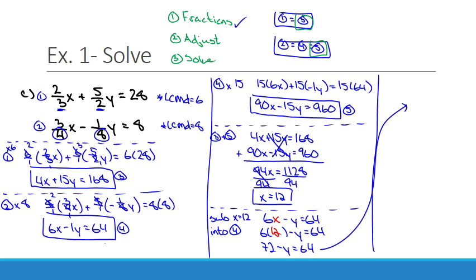Kind of break up my room there. So let's write that again. 72 minus y equals 64. I kind of killed the little amount of space I had here. I'm going to then subtract 72, subtract 72. So negative y equals negative 8, divided by negative 1, divided by negative 1. Y equals positive 8. So then my solution, I'm saying, is 12 and 8. That is the point of intersection between these two lines.